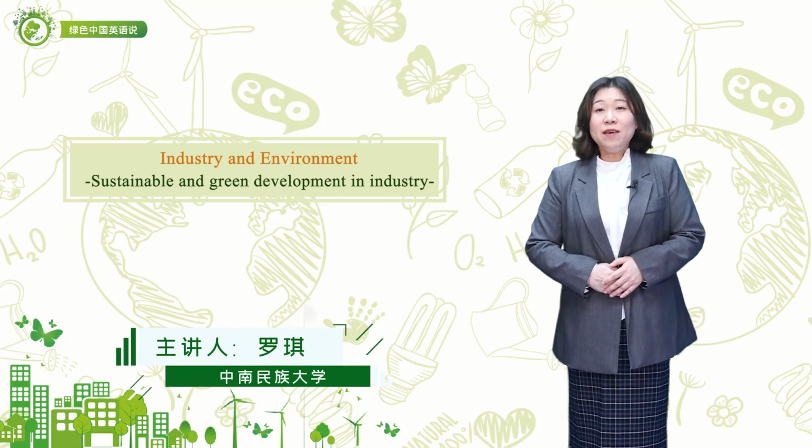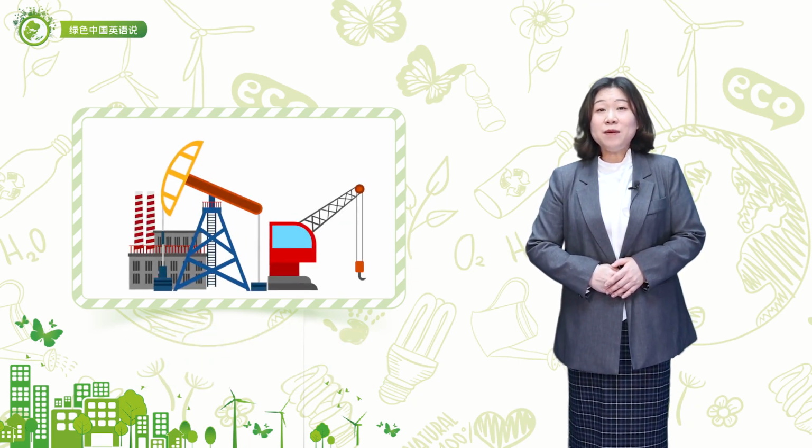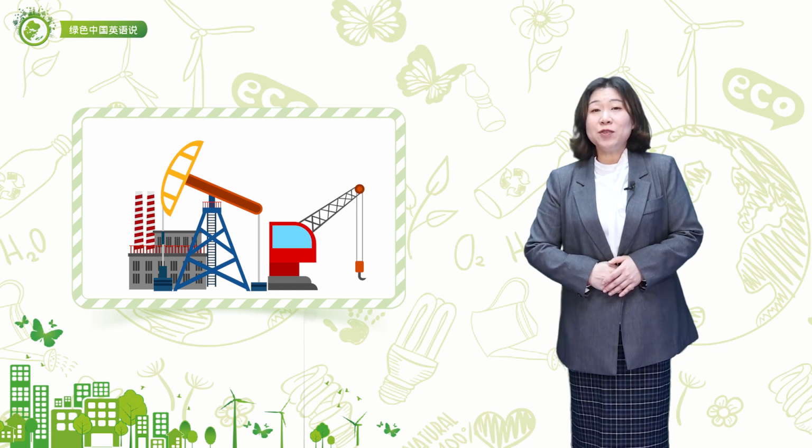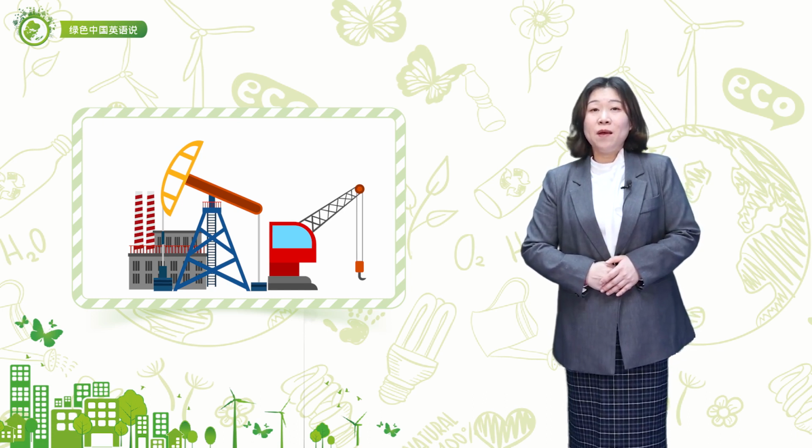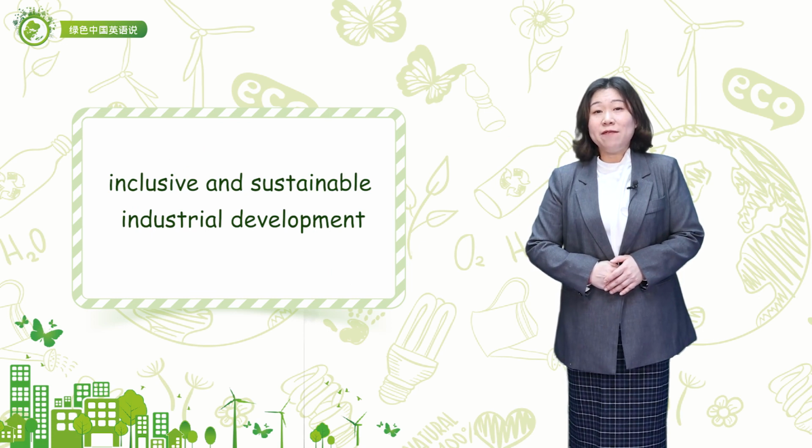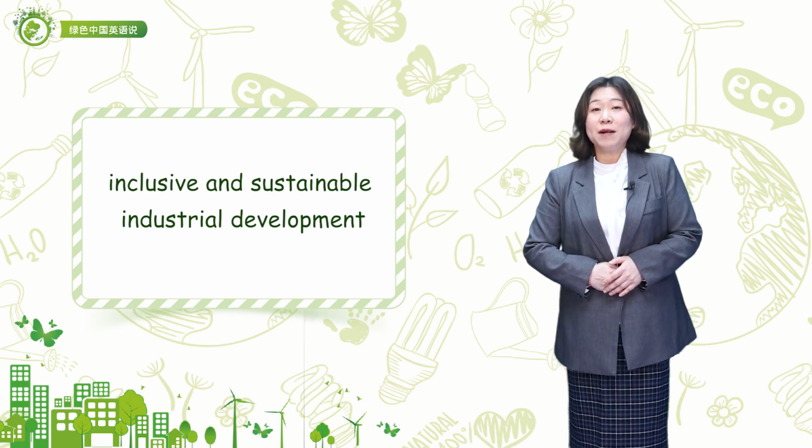In the last lesson, we've talked about the negative impacts brought about by the development of industry. In order to protect our environment, there are two future trends of industrial development. One is the inclusive and sustainable industrial development.